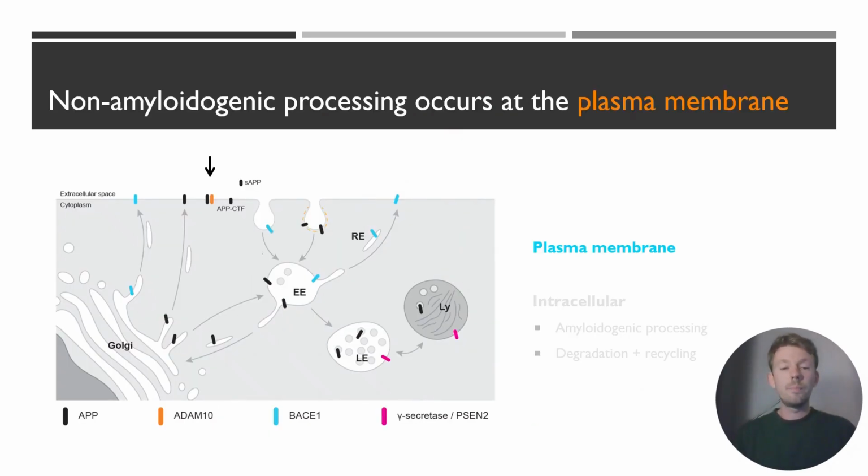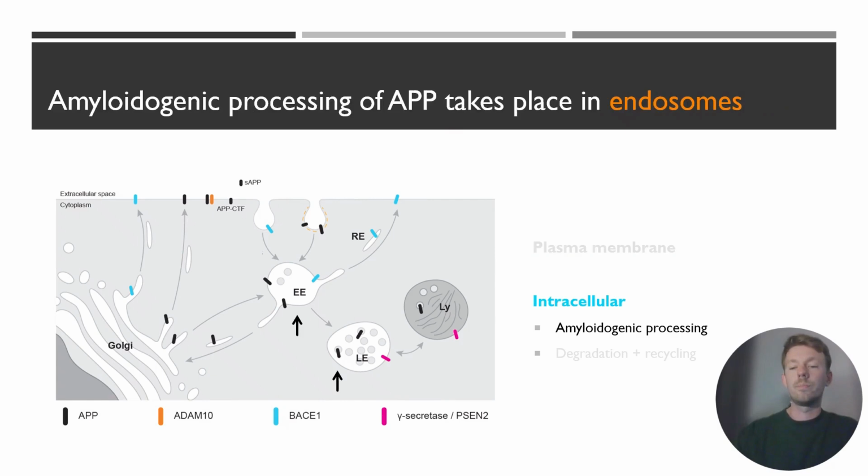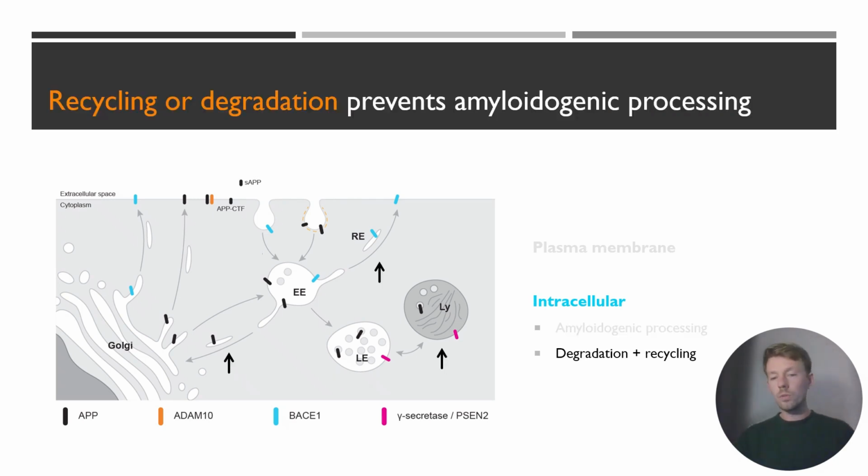At the plasma membrane, APP can be cleaved by non-amyloidogenic secretases such as ADAM10. So actually, the presence of APP at the plasma membrane is thought to be neuroprotective. However, if APP gets stuck in intracellular sites, amyloidogenic processing can occur. And therefore, it's really important to promote certain mechanisms that stimulate the degradation of APP or to stimulate its recycling back to the TGN for it to subsequently be transported back to the plasma membrane.